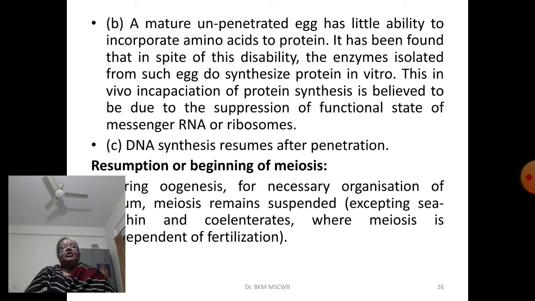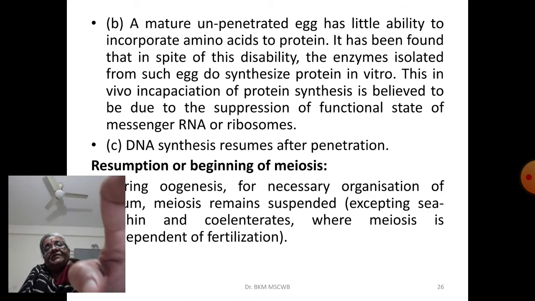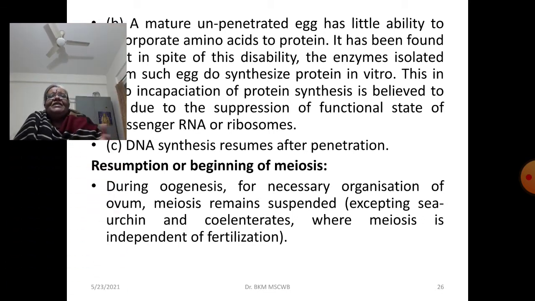So after understanding the structural changes, then metabolic changes, now we should understand one more concept, resumption or beginning of meiosis, that is gametic meiosis. See, when oogenesis is taking place, that is formation of ova in the ovary, for necessary organization of the ovum, meiosis remains suspended at various stages in different groups of animals. Excepting sea urchins, where meiosis is independent of fertilization. But in all other animals, meiosis remains suspended, and now there is resumption of meiosis.